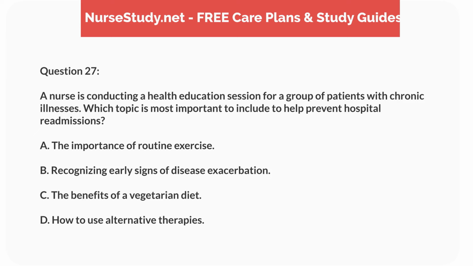Question 27. A nurse is conducting a health education session for a group of patients with chronic illnesses. Which topic is most important to include to help prevent hospital readmissions? A. The importance of routine exercise. B. Recognizing early signs of disease exacerbation. C. The benefits of a vegetarian diet. D. How to use alternative therapies.